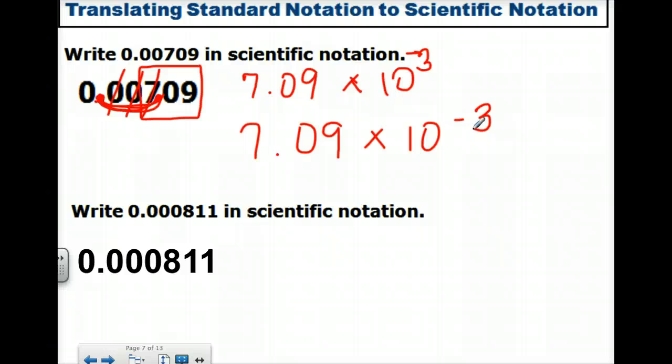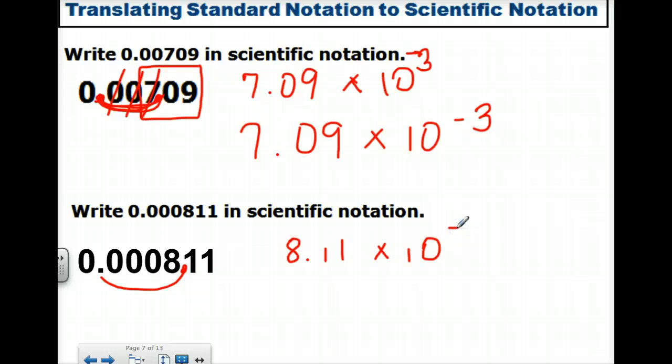Let's try our next one. Again, we're going to move our decimal point, make a smile, put that decimal behind the very first non-zero digit, and write your first factor, 8 and 11/100. You know you are multiplying by a power of 10, and you should also know that that is a negative exponent because the number we started with is less than 1.